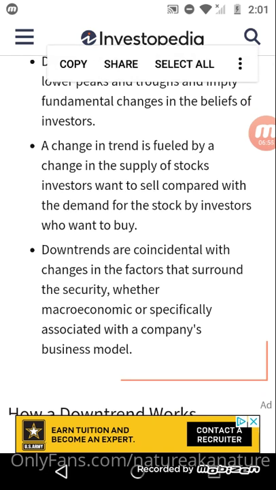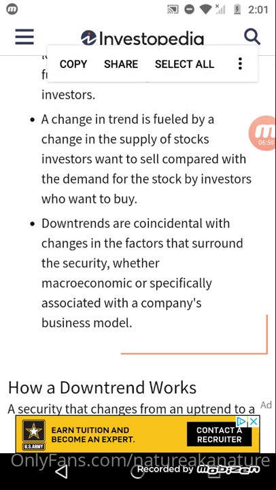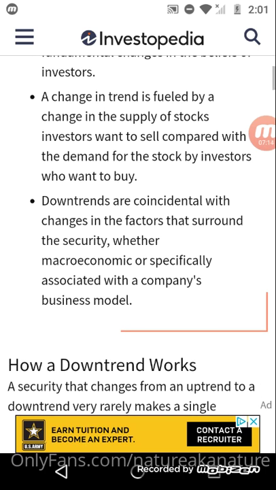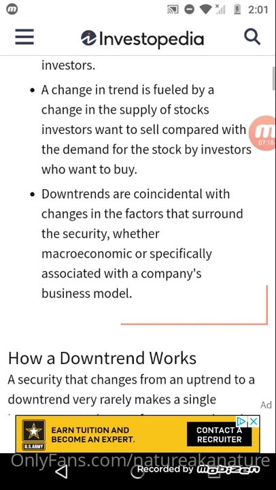And also it coincides with changes in factors that surround the security, whether macroeconomic or specifically associated with a company's business model.